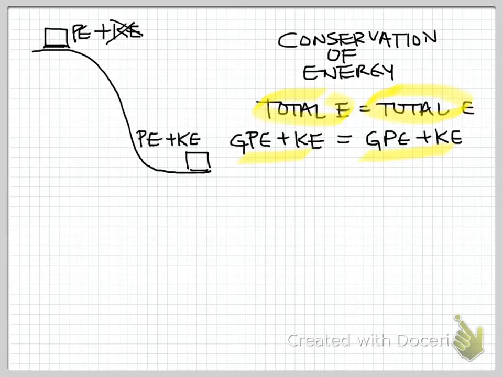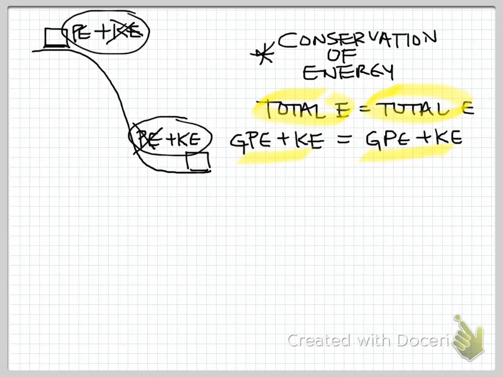Now take a look at the bottom. When you get to the very bottom and you're on the ground, you no longer have any height. And if you have no height, you don't have any potential. You simply have kinetic. Now what's important to note here is that the total energy at the top and the total energy at the bottom, according to the conservation of energy, must be the same. So these must be equal.